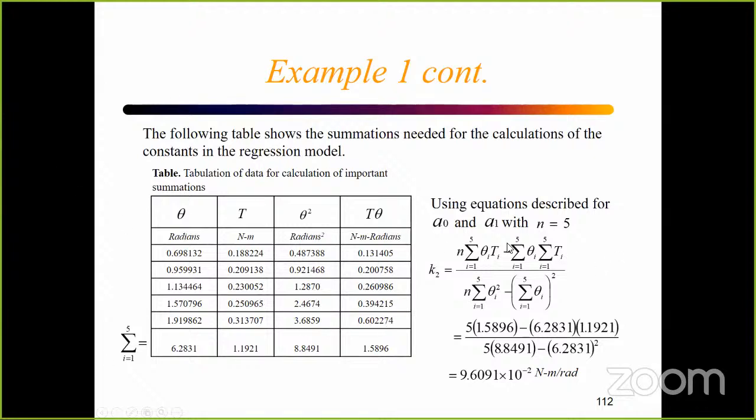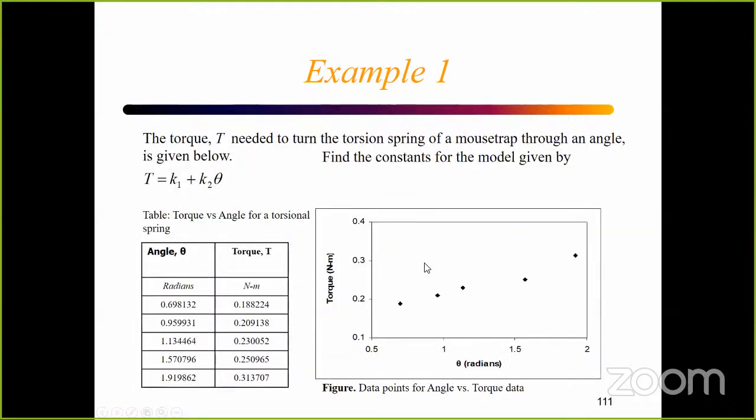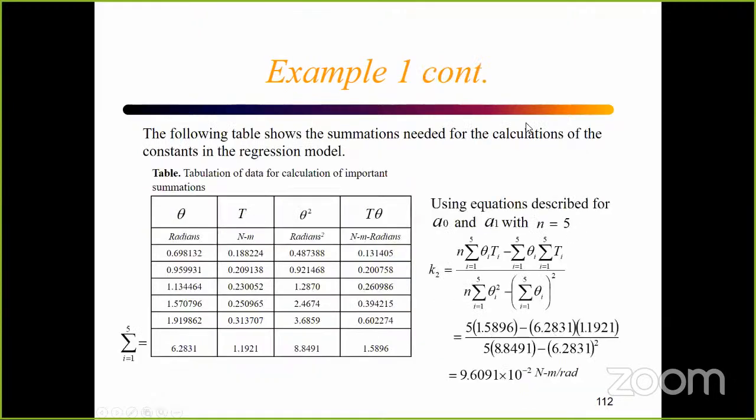If you use this in the equation for K2 and K1, where K2 is the slope and K1 is the intercept, Y is equal to mx plus c of the form. These four values we need: sigma T, sigma theta, sigma theta square, and sigma of theta times t. You will get this K2 value.